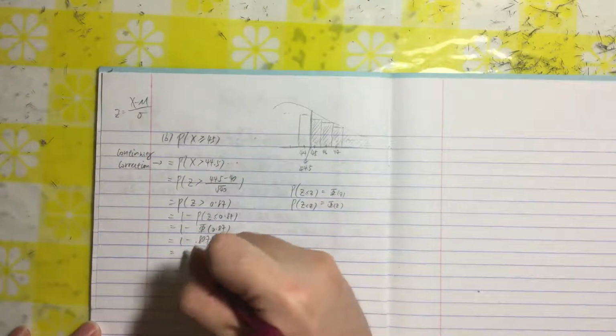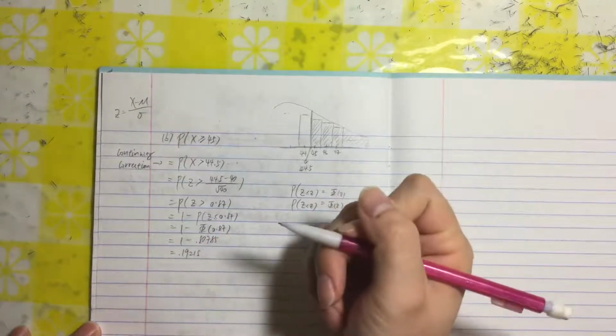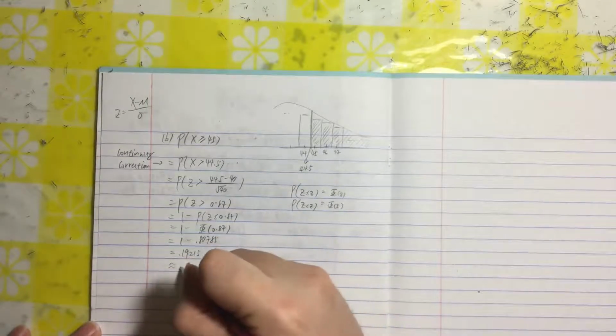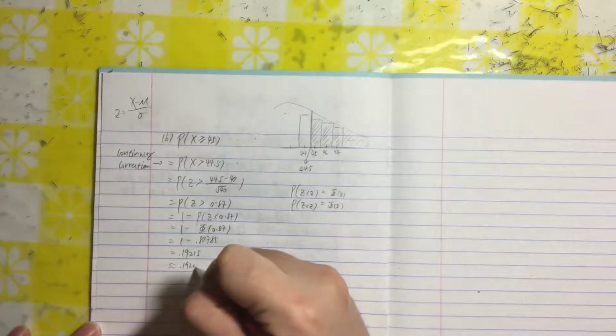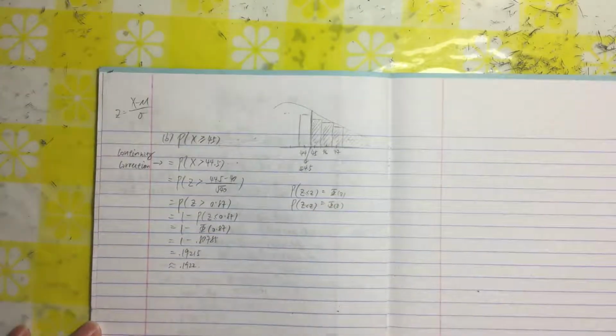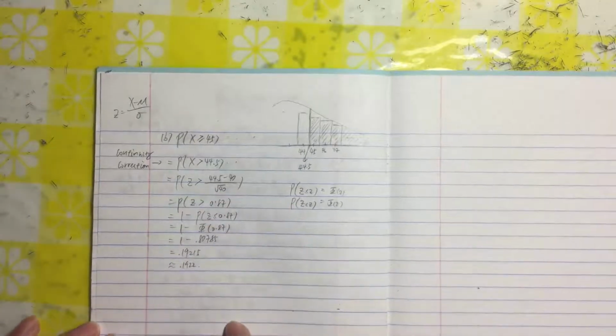I get 0.19215. In general, for the final answer, round to 4 decimal places. I get 0.1922. That's the probability that at least 45 customers visit.